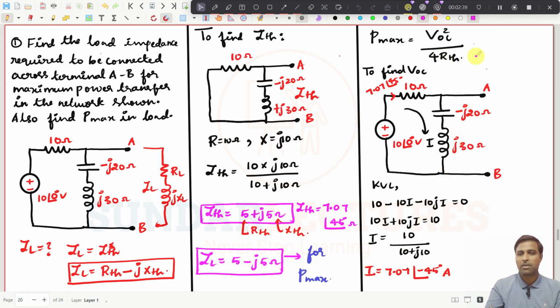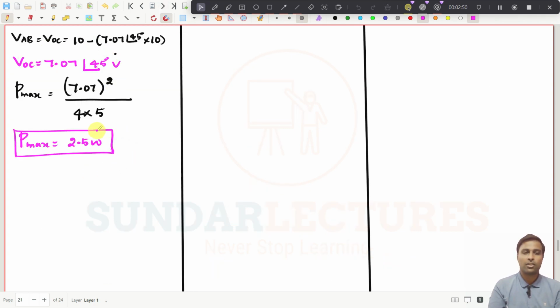and then we have gone for the Pmax expression, and we need VOC. We have found the I, and then we have found the value of VAB or VOC, and then we have substituted in this expression to get the maximum power. So this is how you need to find the maximum power and the load resistance that can be connected across points A, B to get the maximum power.